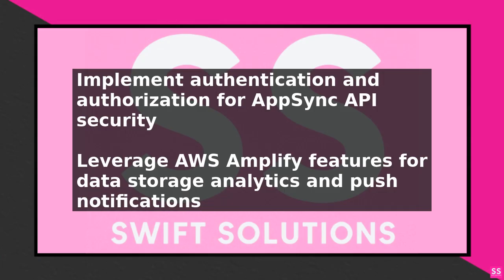Practical examples of using AWS Amplify with AppSync include building real-time collaborative applications, implementing offline data access, and creating personalized user experiences. By leveraging the capabilities of AWS Amplify and AppSync, developers can build innovative and engaging applications that meet the needs of their users.